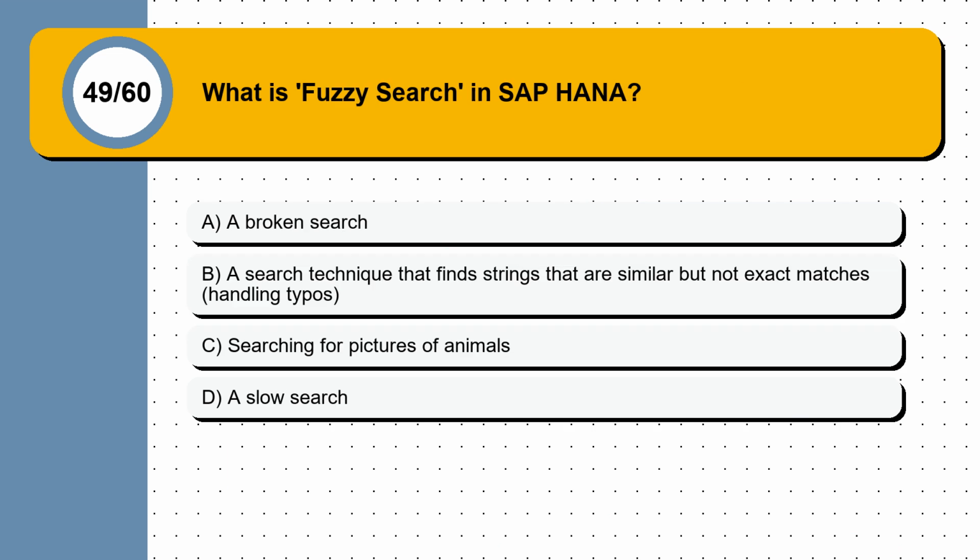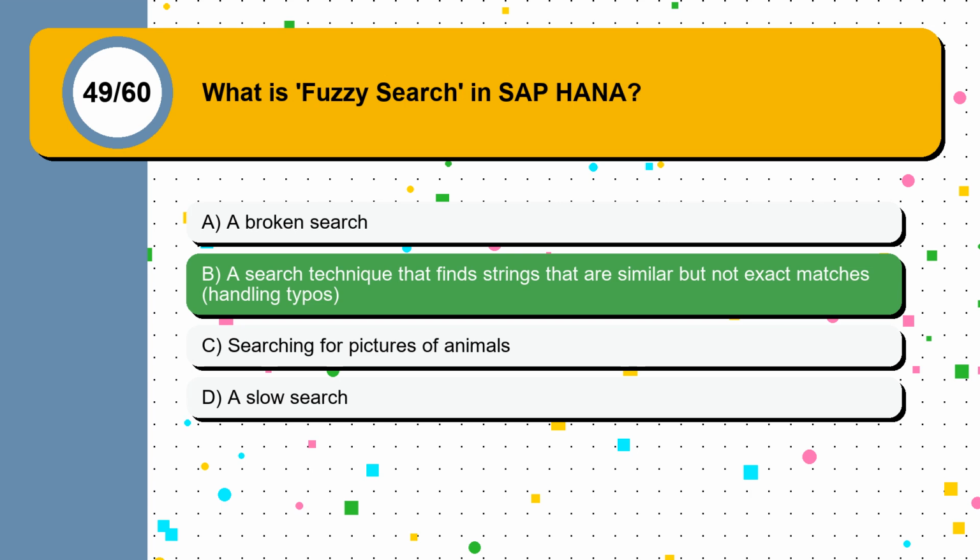Question 49. What is fuzzy search in SAP HANA? Option A, a broken search. Option B, a search technique that finds strings that are similar but not exact matches, handling typos. Option C, searching for pictures of animals. Option D, a slow search.